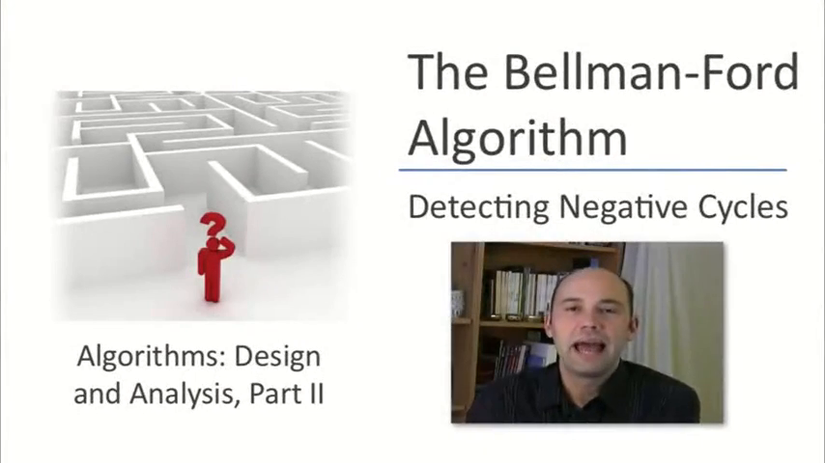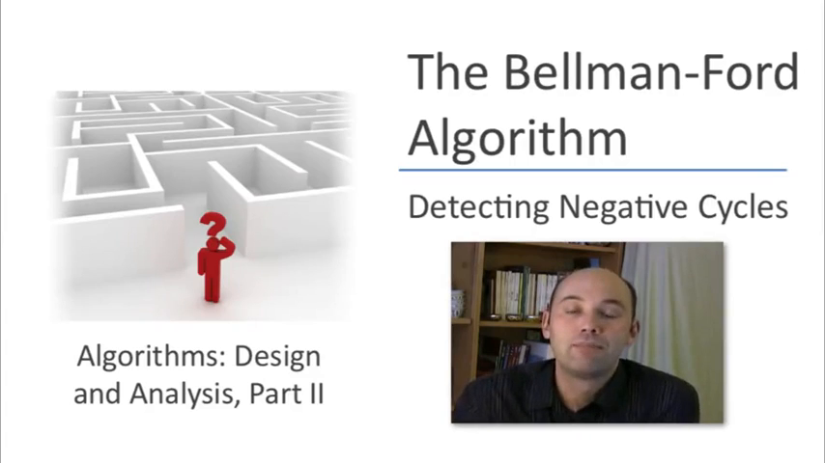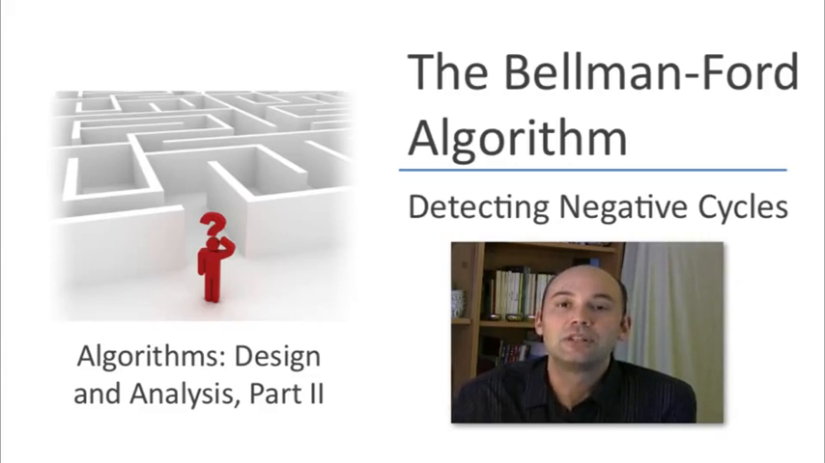Thus far, we've seen how in input graphs without negative cost cycles, the Bellman-Ford algorithm correctly computes shortest paths from the source vertex S to all destinations V. But what about input graphs that do have negative cost cycles? In this short video, we'll see how to extend the Bellman-Ford algorithm, leaving its running time essentially unchanged, so that it can easily check whether or not the input graph has a negative cost cycle.